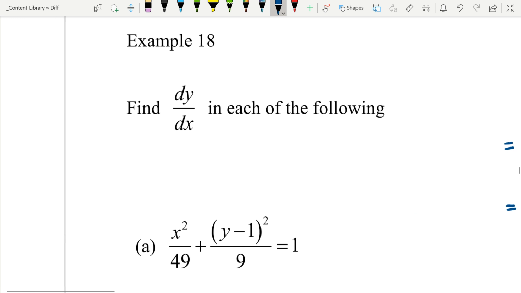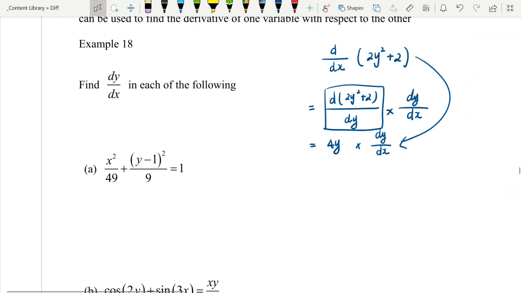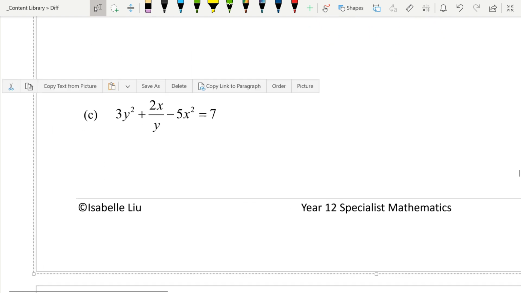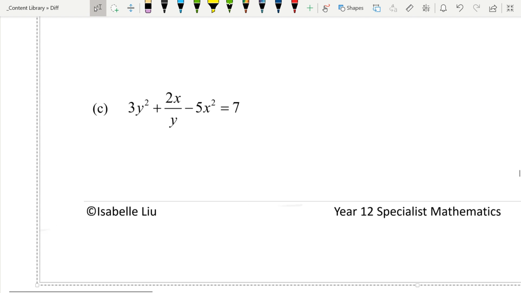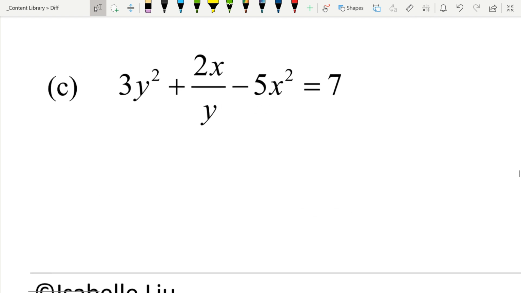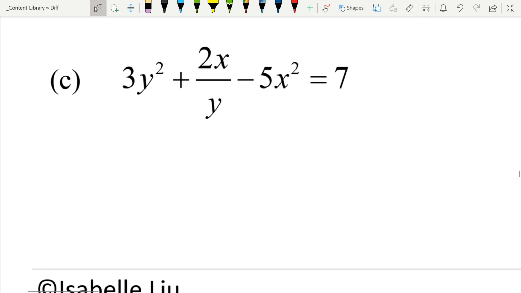So we'll take an example to talk about that. If we look at example 18, I will pick an easier one. Let's pick C. C is basically all rational functions. Now let's have a think. Implicit differentiation still wants to find dy/dx, so my key goal is to find dy/dx.